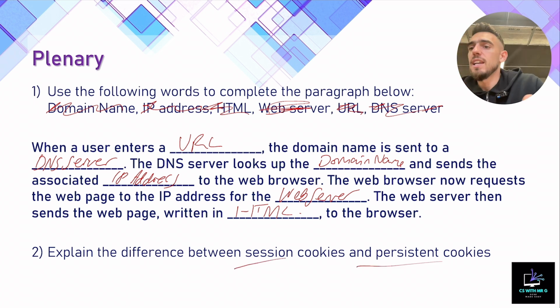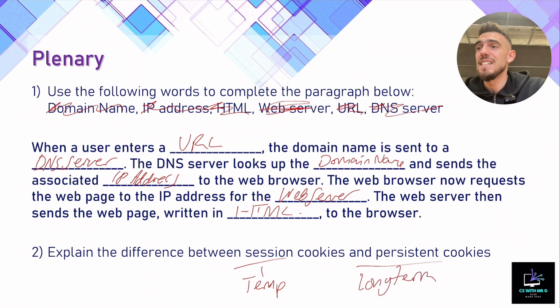And then finally, the difference between a session cookie and a persistent cookie. What we've just looked at, session is temporary, persistent is permanent or long-term. So examples of each, a session cookie will be a single time access to a shop where you add to your cart, and a persistent cookie could be your username and login saved for a long term.